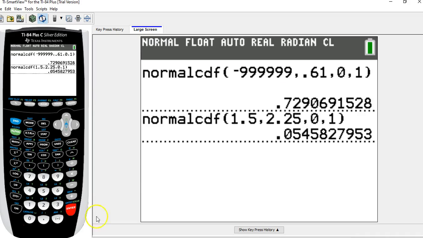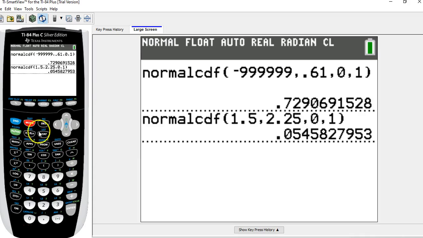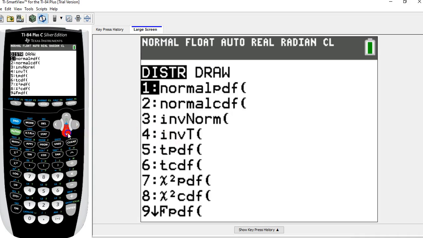So this time on the calculator, I have the Stat Wizard on. I just want to show you what it'll look like if the Stat Wizard is off, which is my preference. So there's mode. I'm arrowing down to the Stat Wizard. And there it's on. I'm going to switch it to off. Enter. So now it's off. Second quit to get out of there. And now I'm going to enter the normal CDF. It's not going to give me that little menu. It's going to think I know what to enter.